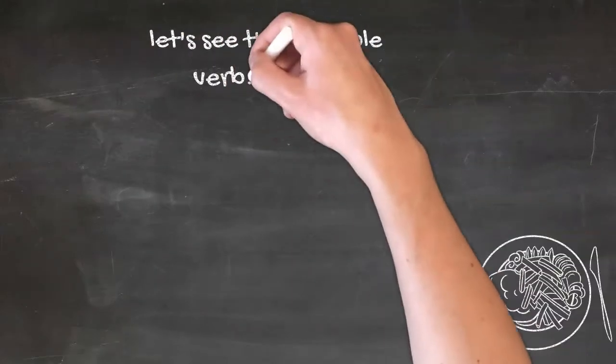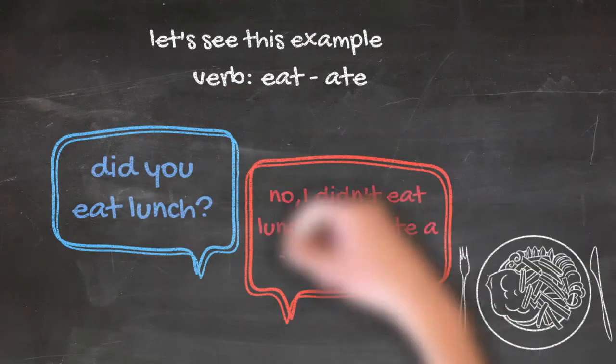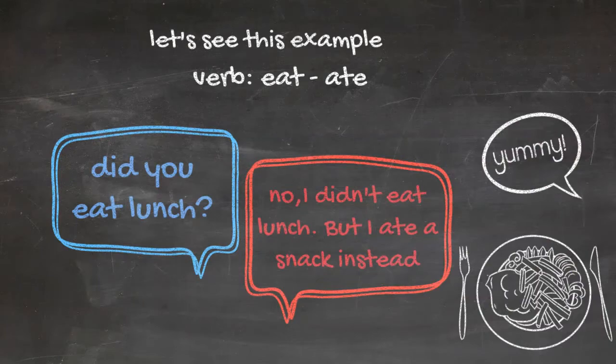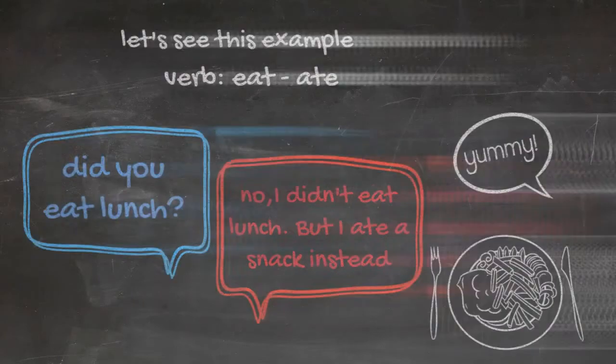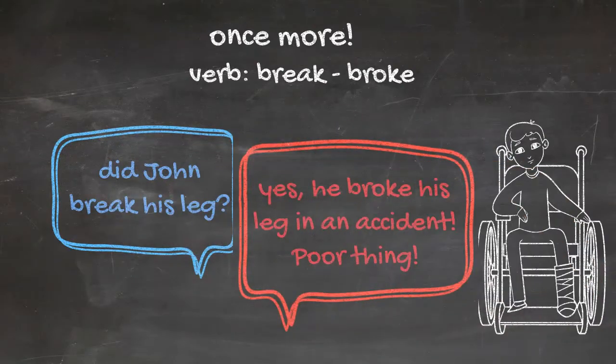Now let's try and use the verb eat, which becomes ate in simple past. Did you eat your lunch? No, I didn't, but I ate a snack instead. The verb break becomes broke. Did John break his leg? Yes, he broke his leg in an accident. Poor thing.